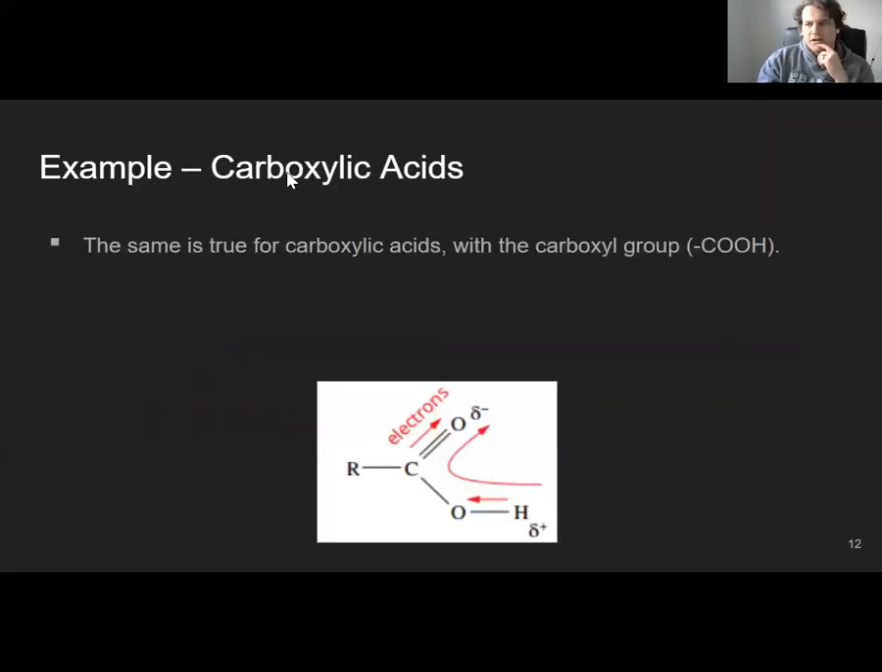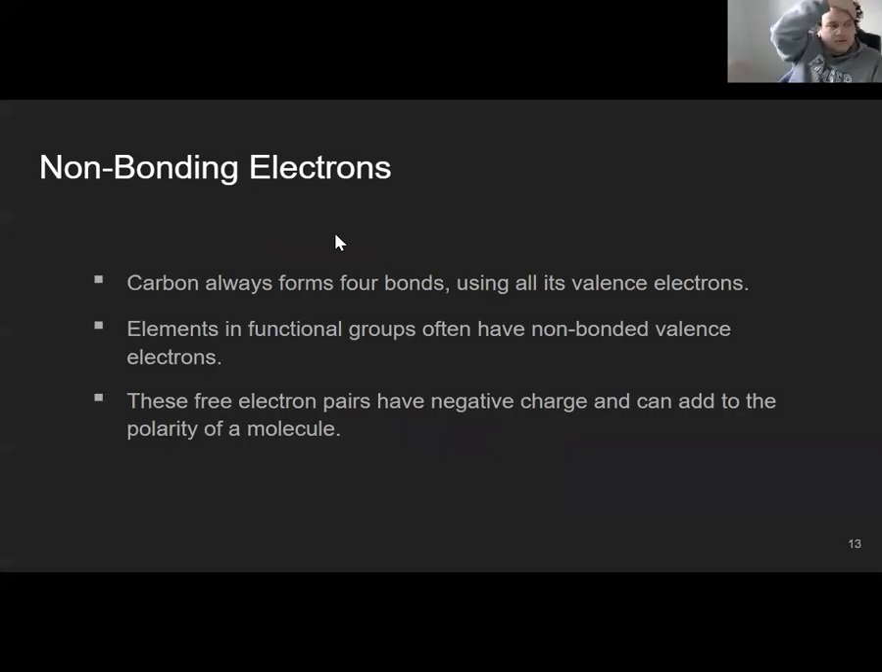So carboxylic acids, the oxygen here is attracting all the electrons from here. So the hydrogen here will be positively charged, and the oxygen here will be very negatively charged. And this bonding and this uneven distribution of electrons is what makes carboxylic acids have such a high boiling point. So the carbon always forms 4 bonds.